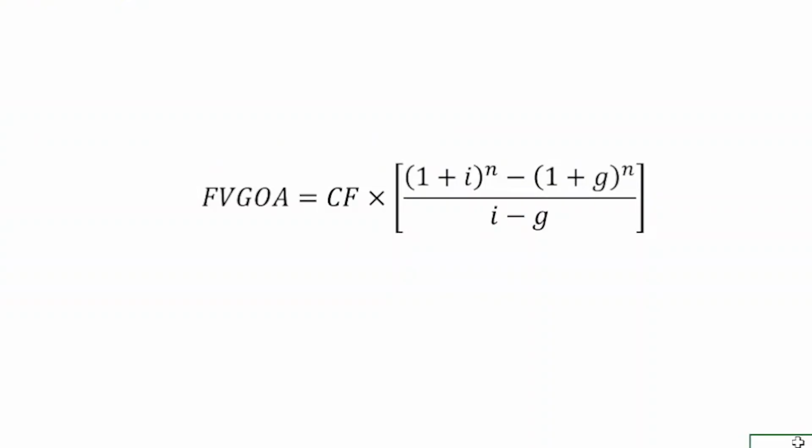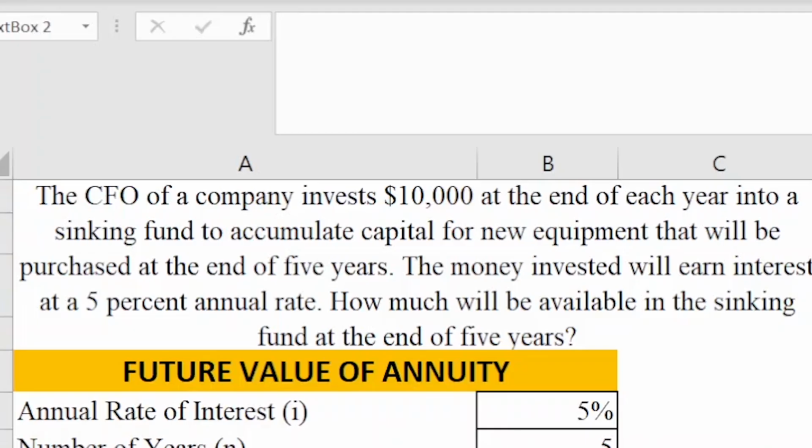This is a formula that we can use to calculate the future value of growing annuity, that is equal to cash flow into 1 plus I raised to power n minus 1 plus growth rate raised to power n divided by I minus G. And let's have a look at an example. The CFO of a company invests $10,000 at the end of each year into a sinking fund account to accumulate capital for new equipment that will be purchased at the end of 5 years. The money invested will earn interest rate at 5% annual rate. How much will be available in the sinking fund at the end of 5 years?